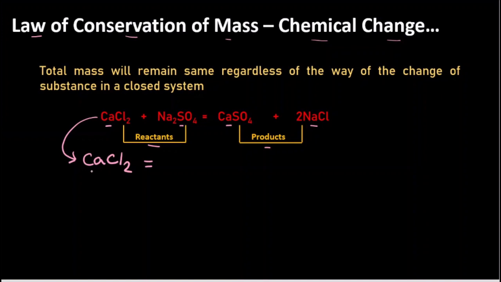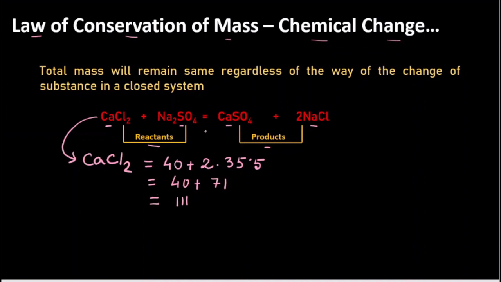We know that for calcium, the atomic mass is 40 plus. We can see two chlorine atoms are present, so it is going to be 2 times 35.5, which is equal to 40 plus 71. 35.5 is the atomic mass of a single chlorine, equals to 111.